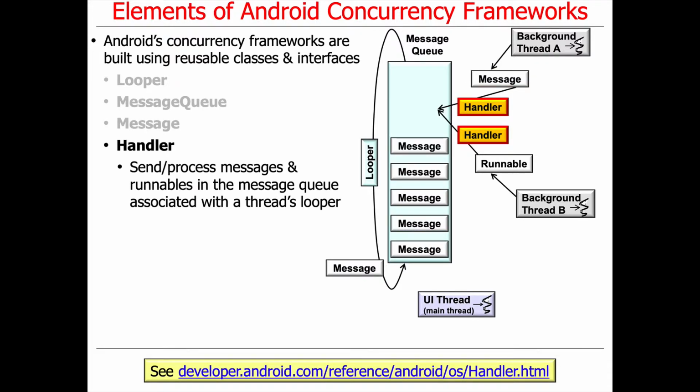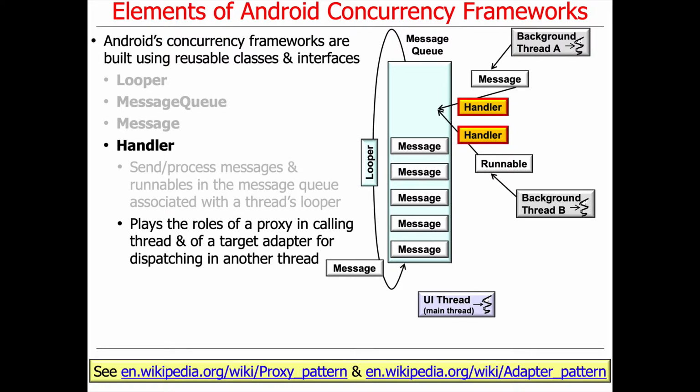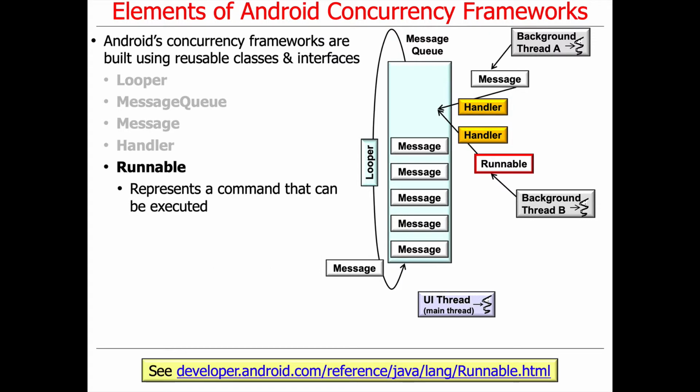The handler is essentially a class that's used to send and process messages and runnables in the message queue that's associated with a thread's looper. And it actually plays two roles. It plays the role of a proxy from the point of view of the calling thread. So the calling thread will send a message via the handler into the message queue. And then the handler also plays the role of a target adapter for having the message dispatched, typically in a different thread of control. So handlers have a very interesting multi-dimensional role in the Android concurrency framework.